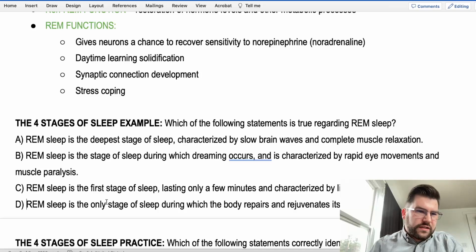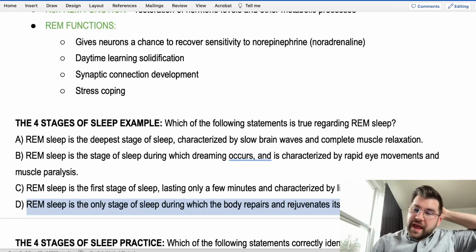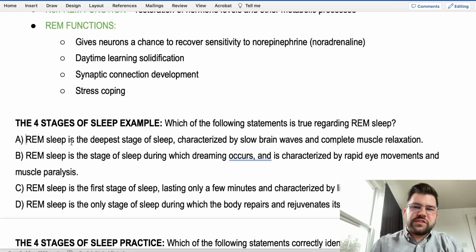And then D. Only stage of sleep during which the body repairs and rejuvenates itself. That's not quite true either. It's crucial for that, but the others do it as well. So let's go with B. B would be the correct answer here.